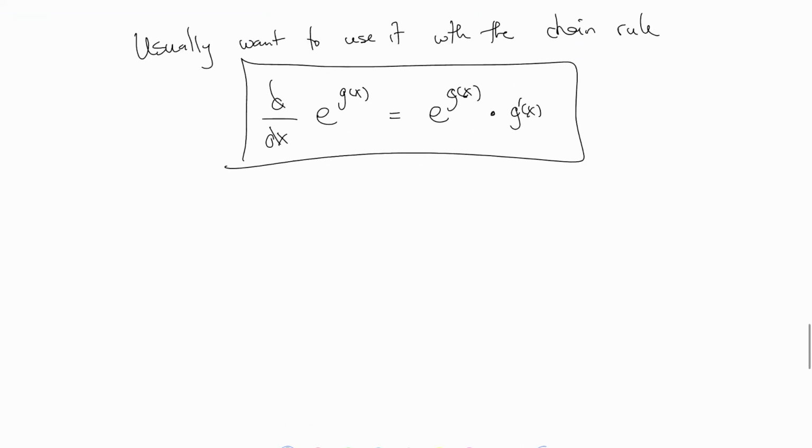So for example, a simple example would be the derivative of e to the 3x squared plus 7x. The answer is you get the same thing again, e to the 3x squared plus 7x, and then times the derivative of the inside of the exponent, which in this case is 6x plus 7. So that's all there is to it. This is the chain rule with e to the x.